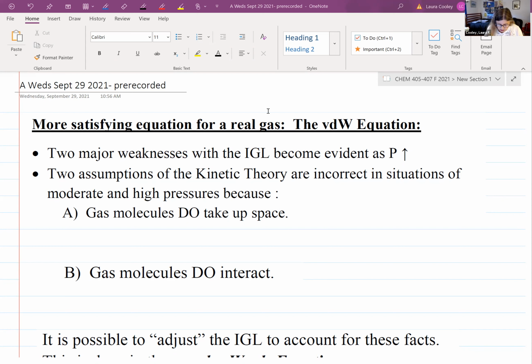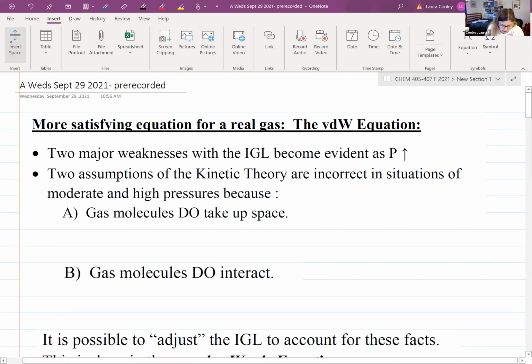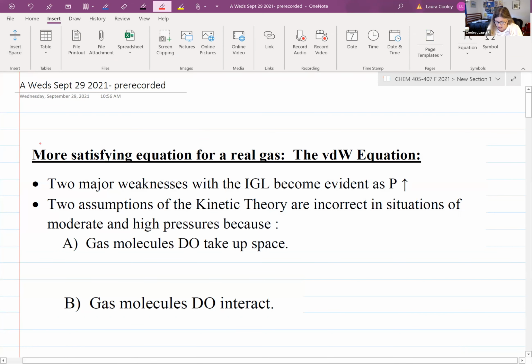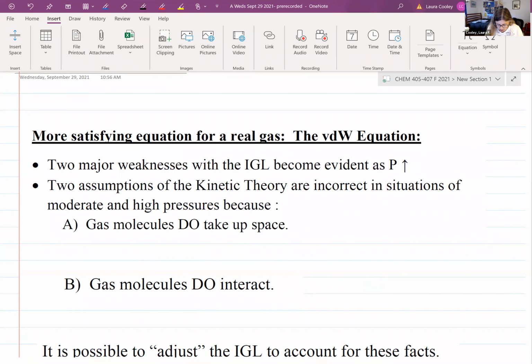So what I'm going to do today, or at least the start of today, is to tell you about a more satisfying equation for a real gas that is called the van der Waals equation, the same van der Waals that made up those van der Waals forces that are also known as dispersion forces. Anyway, what the van der Waals equation does is it attacks the two major weaknesses with the ideal gas law that become evident as the pressure increases. So this is at high pressure.